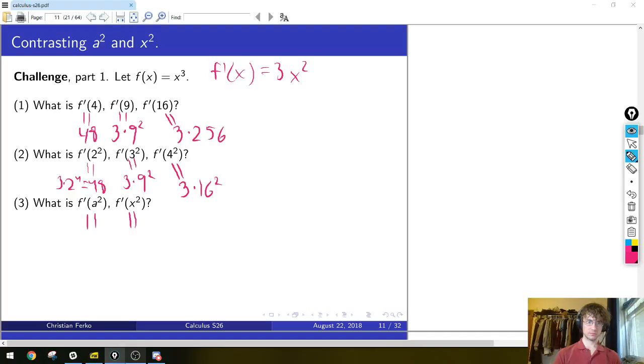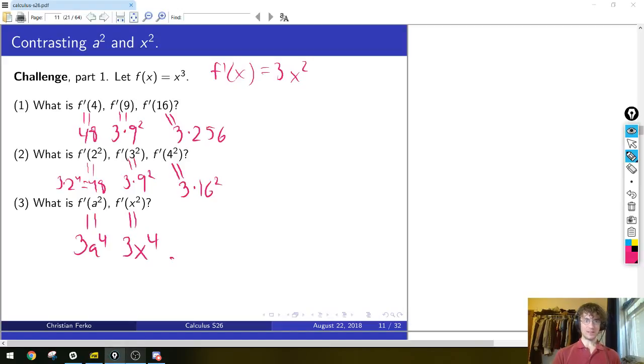We have that f prime of a squared equals 3 times a to the power of 4. Good. And f prime of x squared. I'm scared by this one, but I'm going to say what I think it should be. Is this going to be 3 times x to the power 4? Yes. Good.